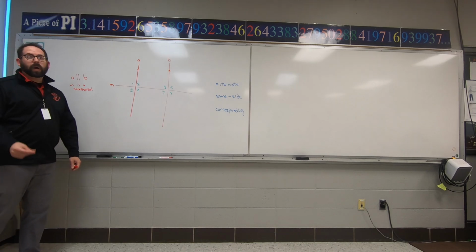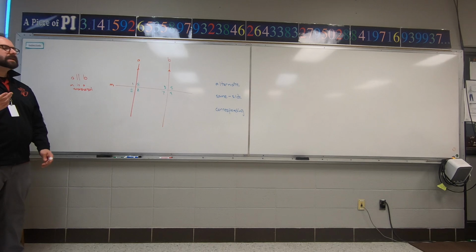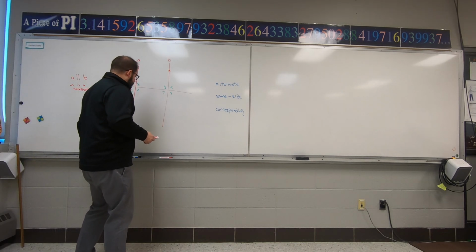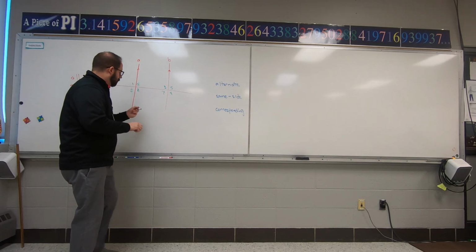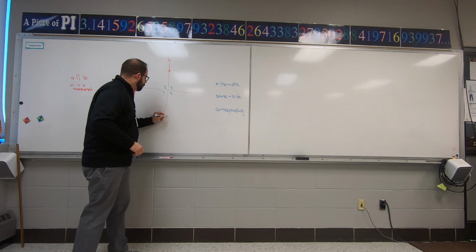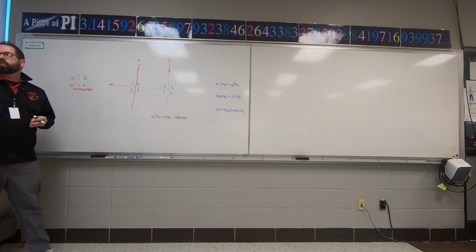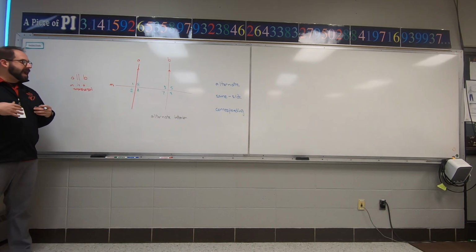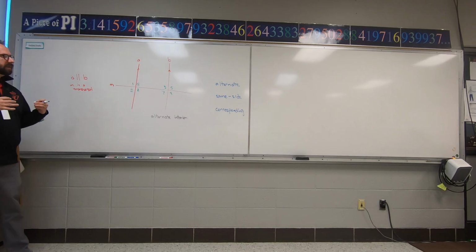So, okay, let's discuss. Let's go through this first one. So let's say we want alternate interior. So let's do that first. All right, so alternate interior. If I'm going to say alternate interior, you have to pick angles that are on the inside only, interior of these lines.